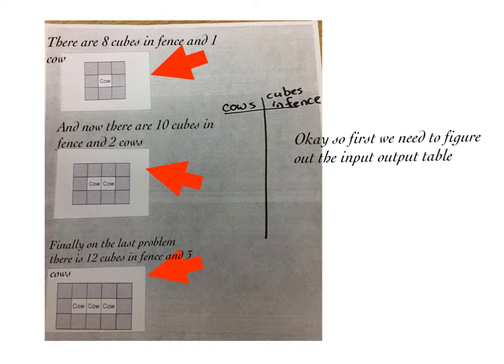This is Jesse and Emma here, and we're doing our recording on cows and fences. Okay, so first, we need to figure out the input-output table.